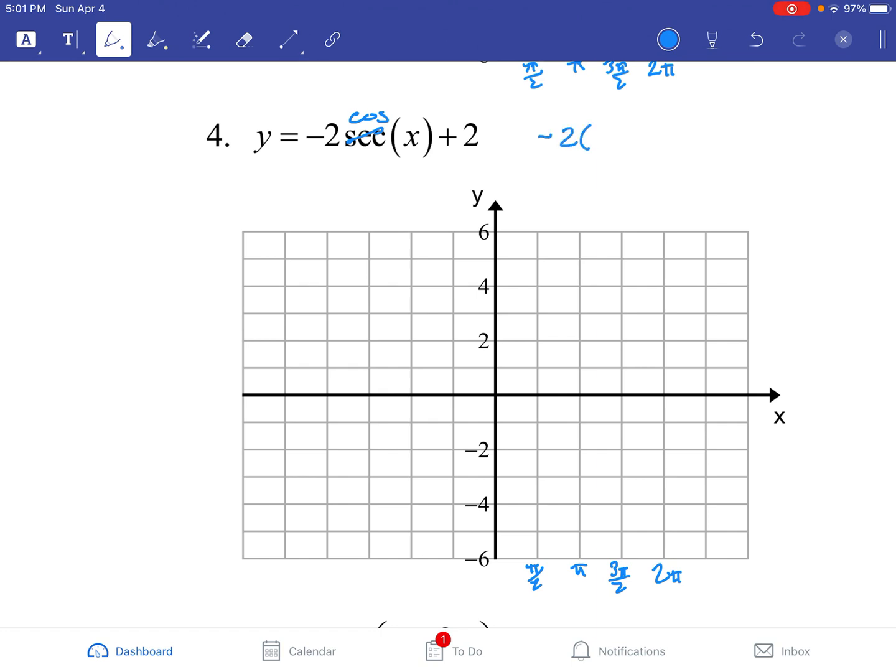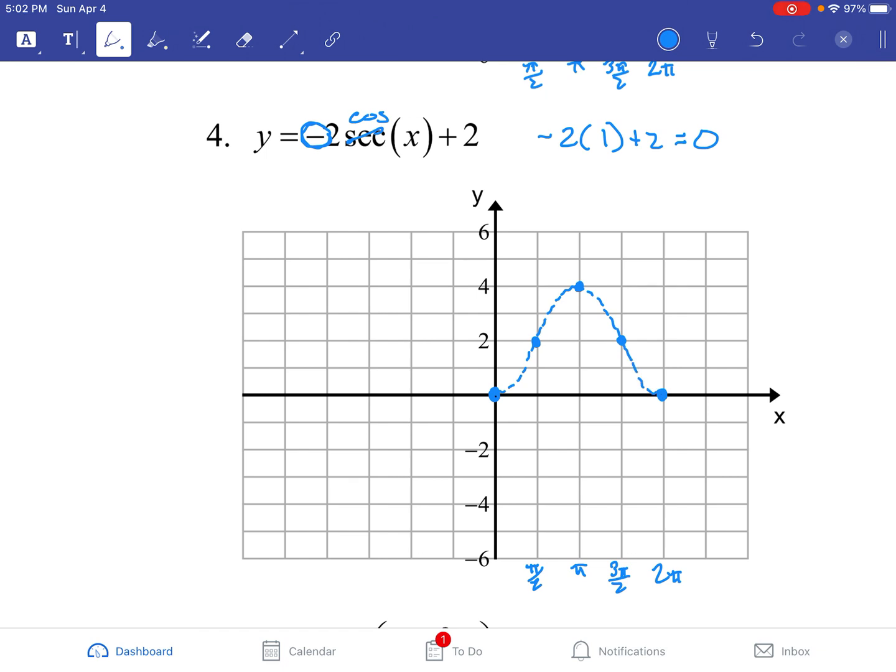Now I have to figure out what the first point is. So I have -2 times cosine, which starts at 1, plus 2. So -2 times 1 is -2, plus 2 is equal to 0. So I'm going to start this graph at 0. Now cosine usually starts going down, but there's a negative sign out in front of this 2, so that means I'm going to go up by 2, then down by 2, and down by 2. So I'm going to graph my cosine function as a dotted line.